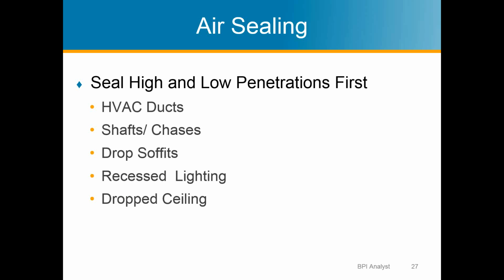So air sealing, seal high and seal low penetrations first. Like a second story can light, that's more important to seal than an electrical outlet on the second floor, right? The electrical outlet on the second floor is kind of close to what's called the neutral pressure plane.